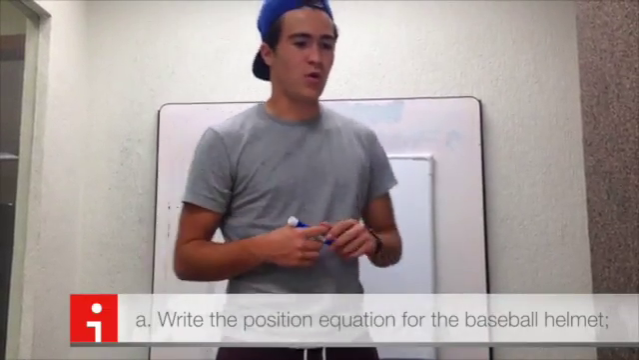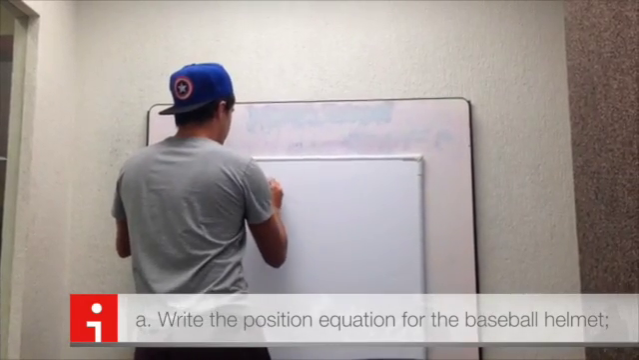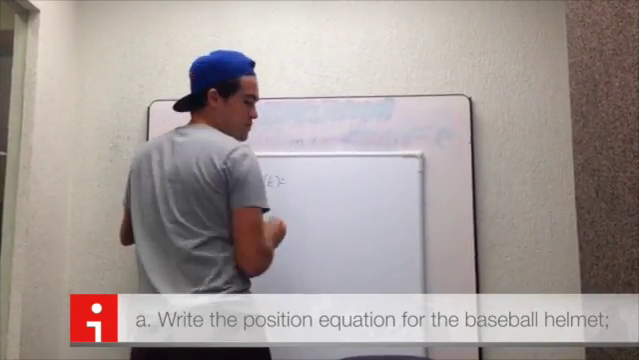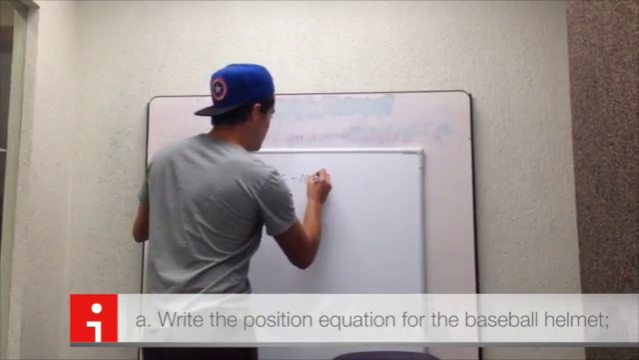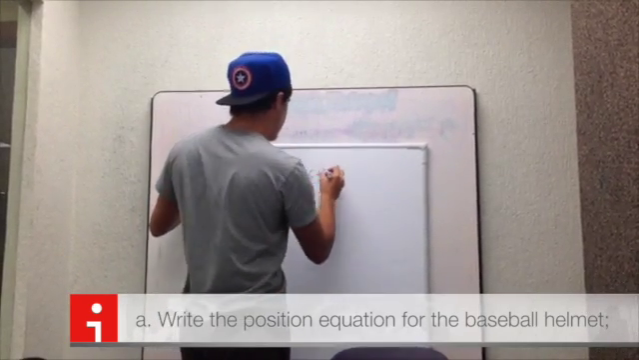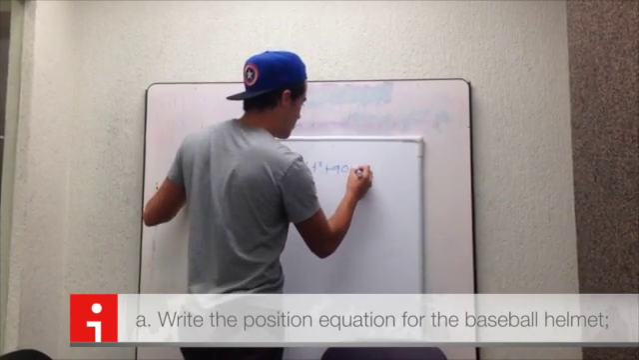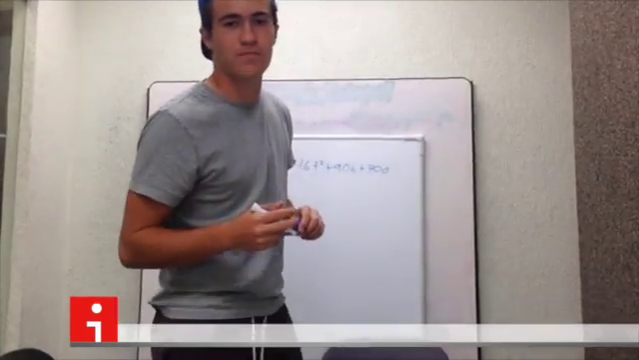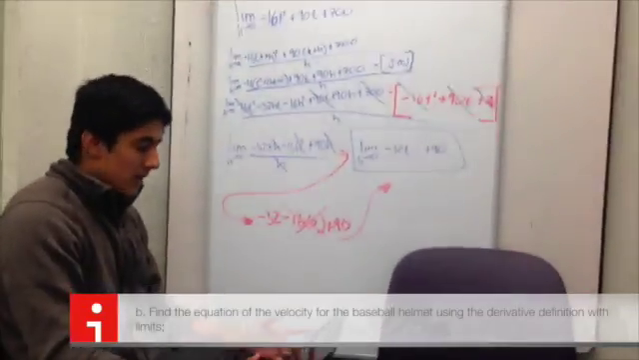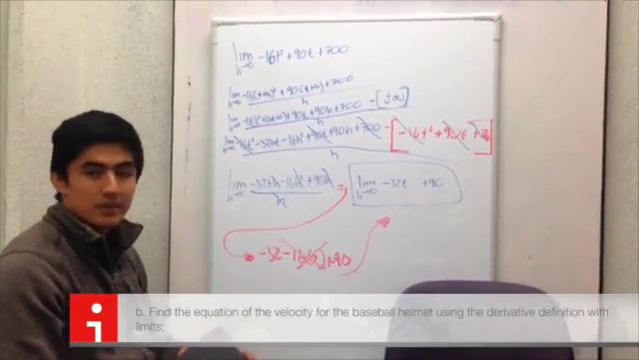Our problem asks us first to find the position equation for the baseball helmet. We have that S of t equals minus 16t squared plus 90t plus 700. This is our first position equation. Now we have to find the velocity equation for the baseball helmet using the definition with limits.